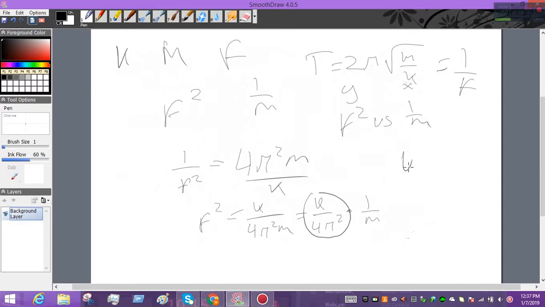So the slope would give a value of k over 4 pi squared, which we should know is a constant because k is a constant, and 4 is just a coefficient, and pi is also a constant. I mean, granted, it's infinitely long, but it's always the same value. So that is also a constant. So you would get a slope of that value.